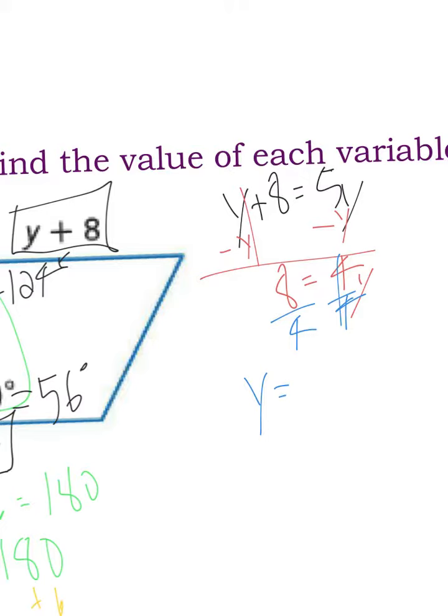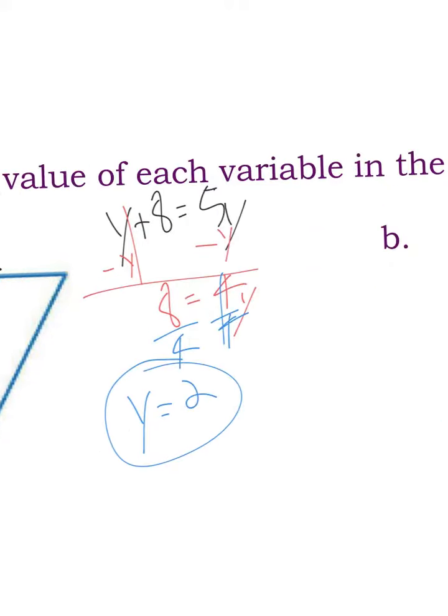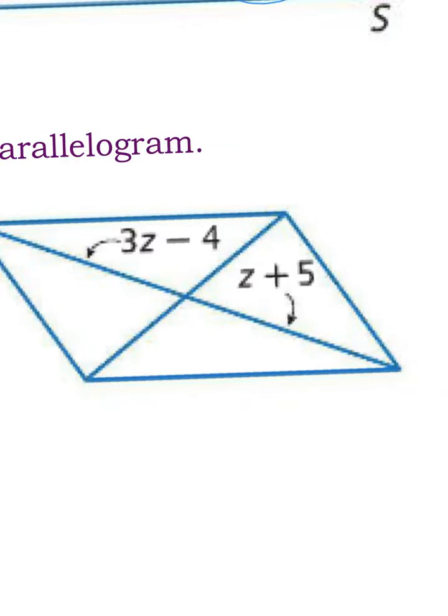So if y equals 2, then what's 2 plus 8? 2 plus 8 is 10. What's 5 times 2? That's also 10. So you know you did it right when they're the same thing. So 10 and 10. Alright, and here I have z on diagonals.